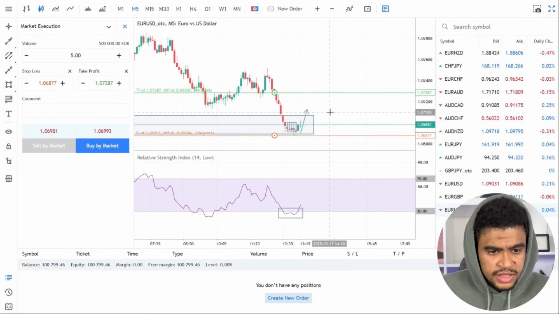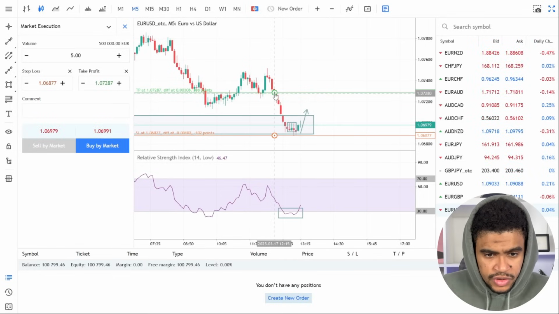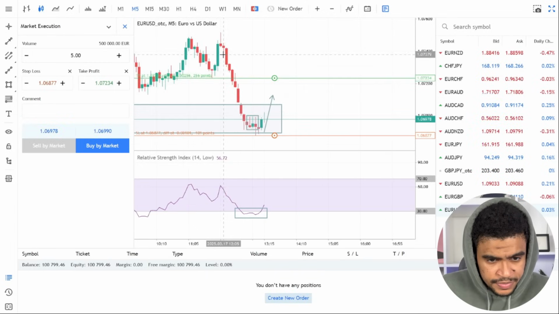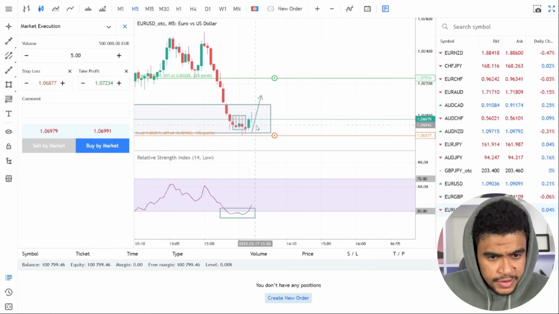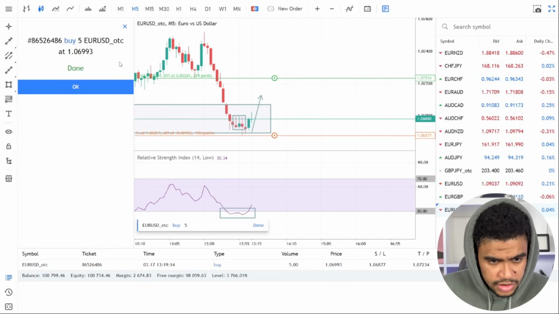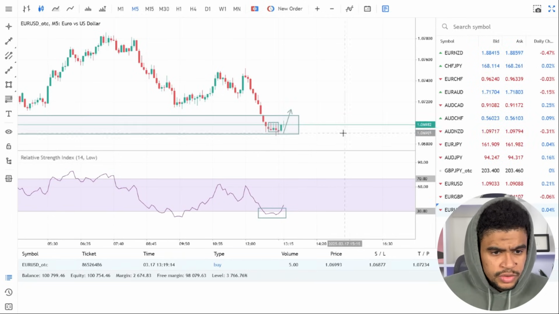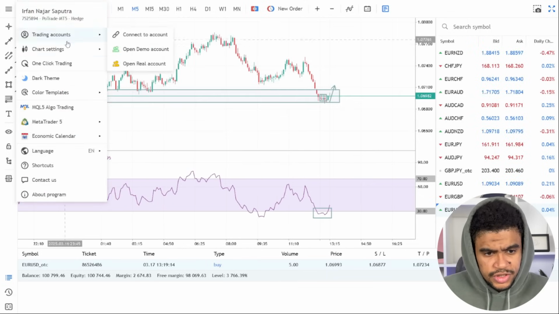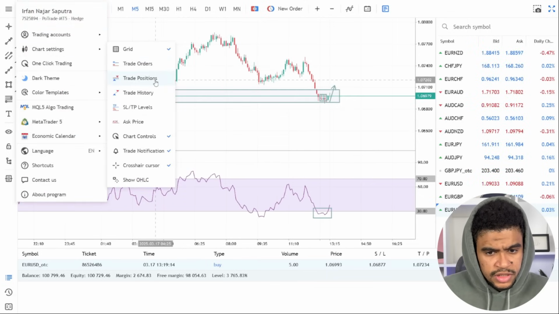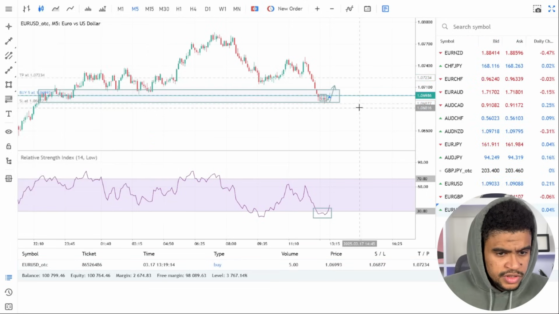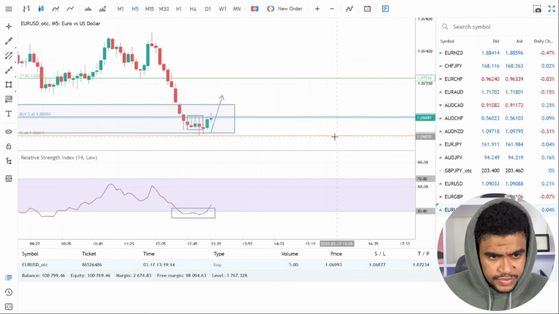As for the target price or take profit, let's do it a little bit lower to our previous liquidity sweep at the start of our liquidity sweep. So let's go ahead and open our deal. There it is. To show the deal on the chart, press trade positions right here and add stop loss and take profit levels. And this way we have the deal right here appearing on the chart.